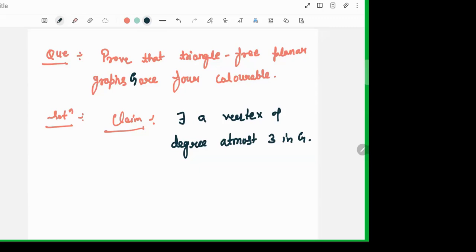So can you prove this claim at least? There exists a vertex of degree at most 3 in G, where G is a triangle free planar graph.